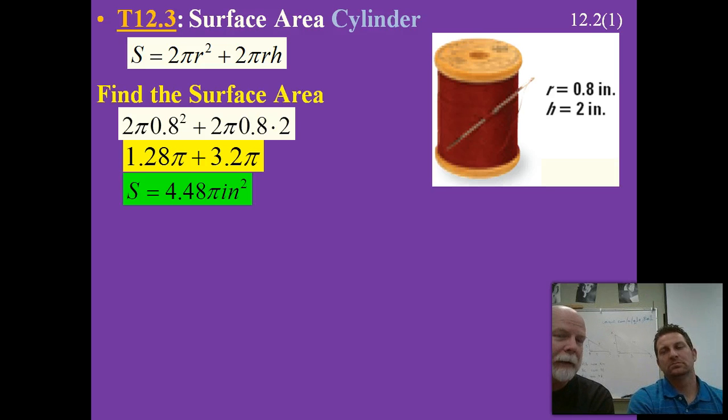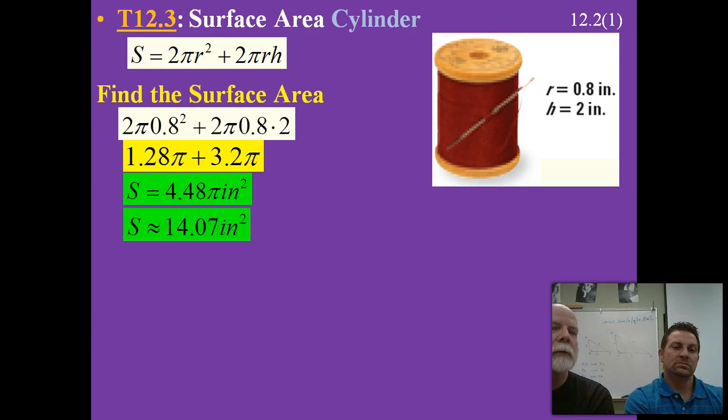Now again, that's an exact answer in square inches. We could leave it that way if they told us to leave it as an exact answer, or we can approximate it to be about 14.07 square inches. So just depending on how the problem asks you to put that answer, round it off or leave it in terms of pi. All right.